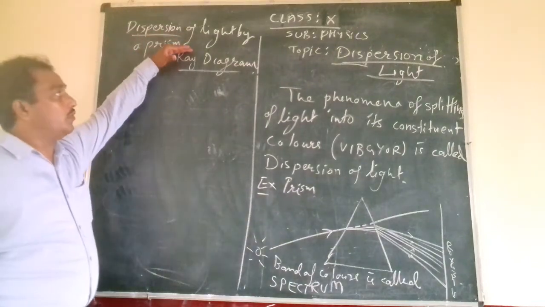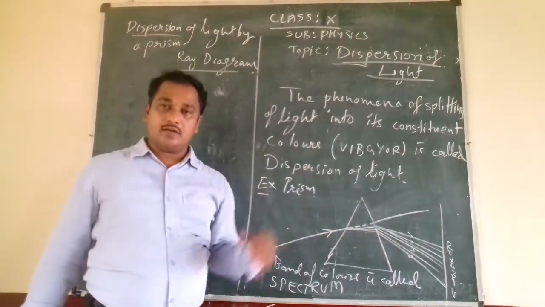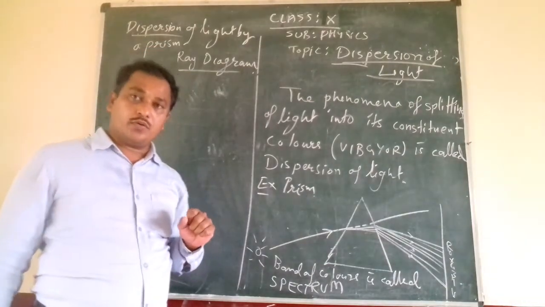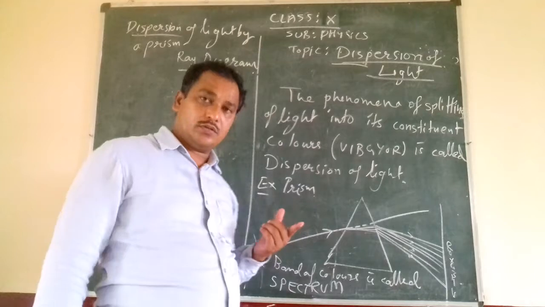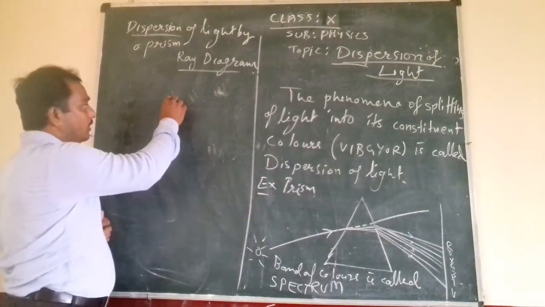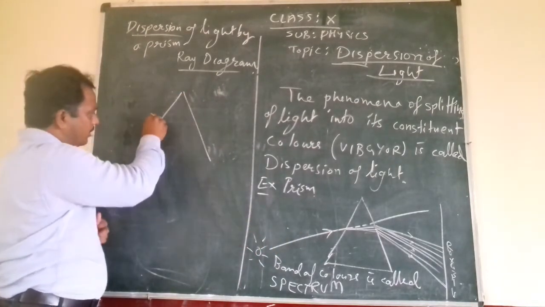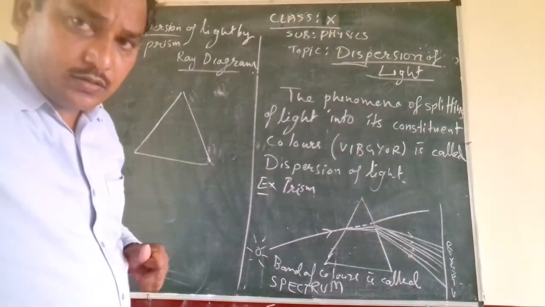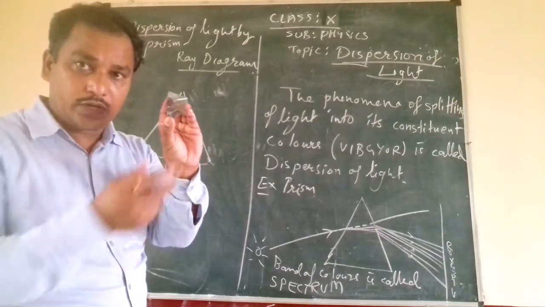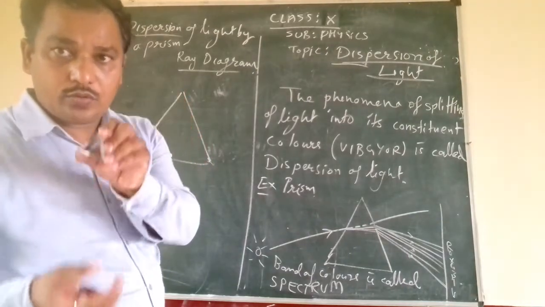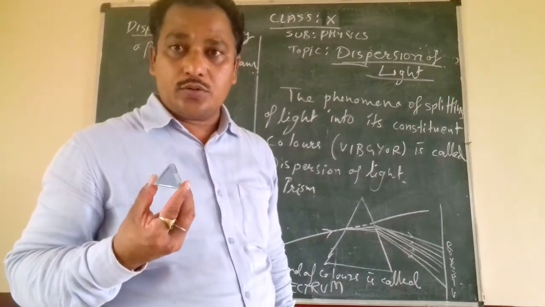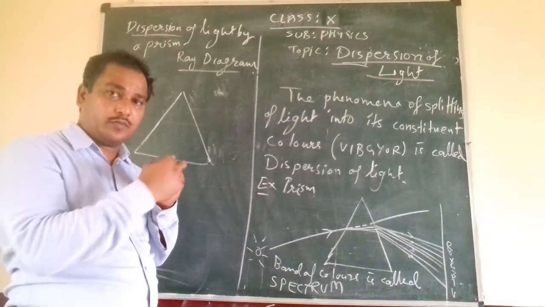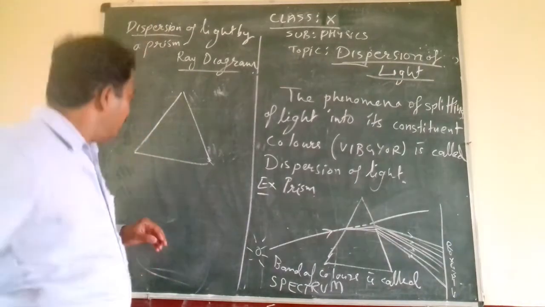Okay, now how does the ray change its direction? What is the ray diagram? You must be aware of it. We will do the practical for that also, and I will send it to you as well. So here, when the ray is going through the prism, like this is a triangular glass prism, you can see here, right? When the light goes through the prism, it is split into its constituent colors from the other side.